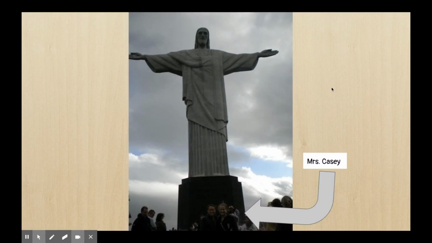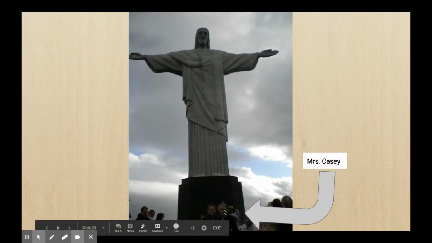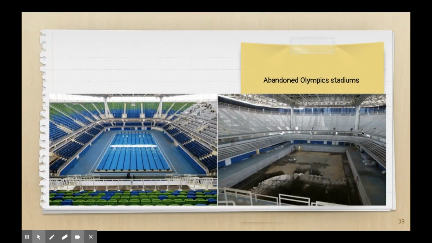Here's a picture of Christ the Redeemer, and down here is Miss Casey. And here are the abandoned Olympic stadiums from when Rio held the Olympics a couple of summers ago. It's kind of crazy to see them now all empty and not as colorful or well kept.